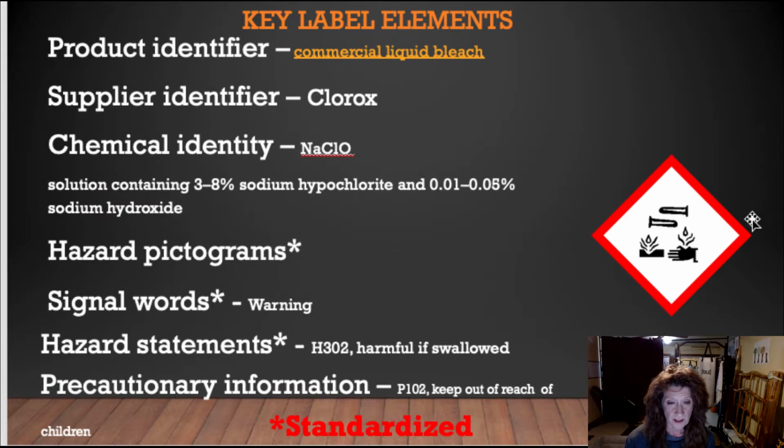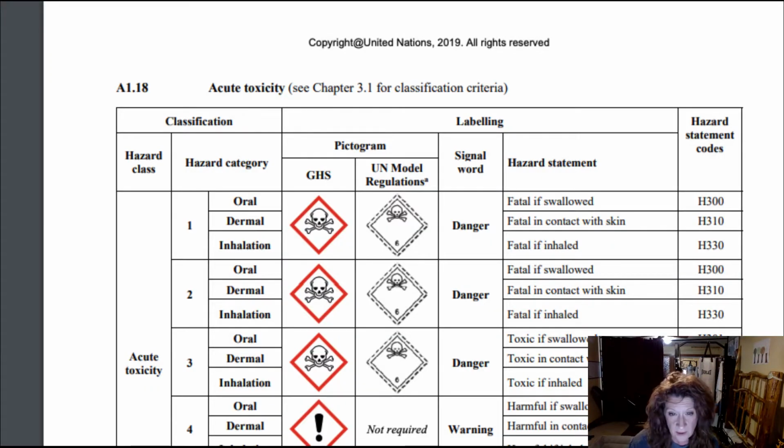And that's how the global harmonization system is organized. All right, let's take a look inside the global harmonization system one more time. So this product, Clorox commercial liquid bleach, has a hazard statement H302. And if we go to, here we go, H302, harmful if swallowed. It needs to have the label word that's warning, not danger.